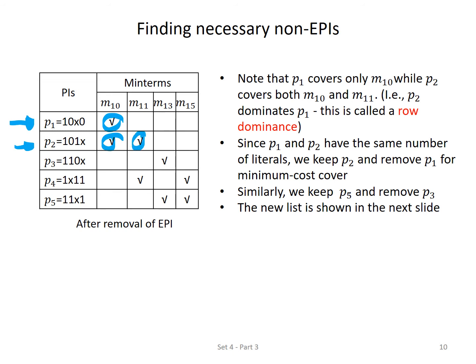So in this case, P2 is dominating P1. This is an example of row dominance. Similarly, between P3 and P5, you'll see that P5 is dominating P3. P5 covers both M13 and M15. On the other hand, P3 covers only M13. So we can actually remove the row corresponding to P1 and the row corresponding to P3. And the resulting smaller table is shown in the next slide.